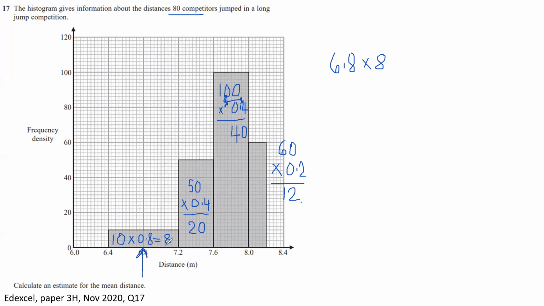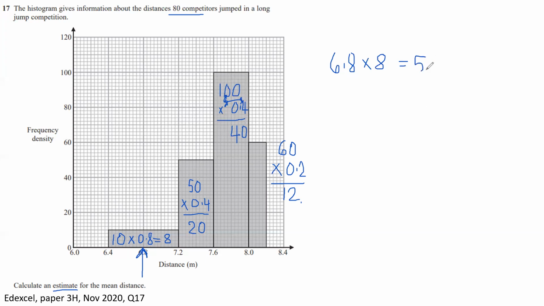Now, obviously, there are some potential issues here. For example, all 8 of them could have actually jumped 6.4 or 6.5 meters and be right down at this end. This is why we're being asked to calculate an estimate rather than the exact mean distance. We haven't got the exact distances each of these people jumped, but this way is a good approximation, and we can generally take that the average would be reasonable.